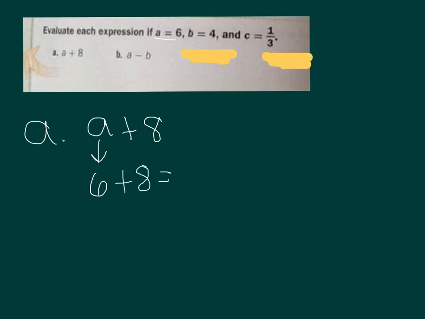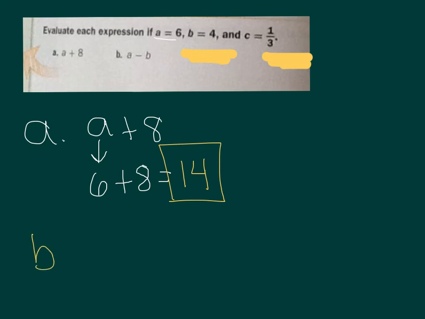You can follow along with me on page 450. We are going to do letters A and B. It says evaluate each expression if A equaled 6, B equaled 4, and C equaled 1/3. So what I need to do for these problems is, if I start with letter A, I need to plug in what they tell me. So if I have A plus 8, they're telling me that A equals 6. So that's the same as saying 6 plus 8. I'm just plugging it in. And 6 plus 8 is 14, and that would be my answer.